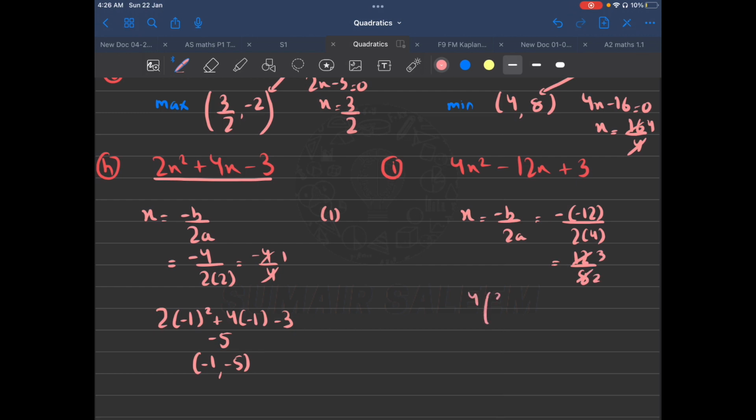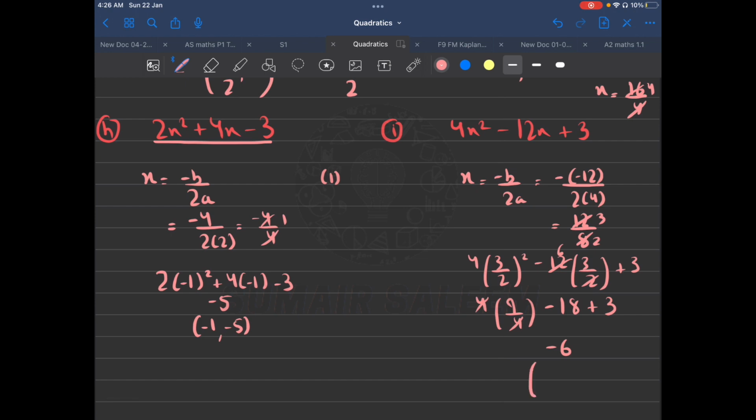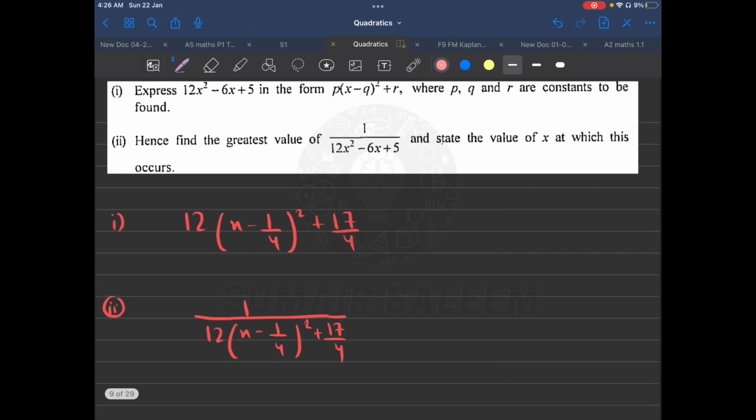Let's plug in here. 3 upon 2 squared minus 12 times 3 upon 2 plus 3. It's going to be 4 times 9 upon 4. I can cancel this out. I can cancel this out. 9 minus 18 plus 3. That's going to be minus 9 plus 3, minus 6. Got this? So my turning point will be 3 upon 2 comma minus 6. Do you get this? So this was the third case of finding turning point.